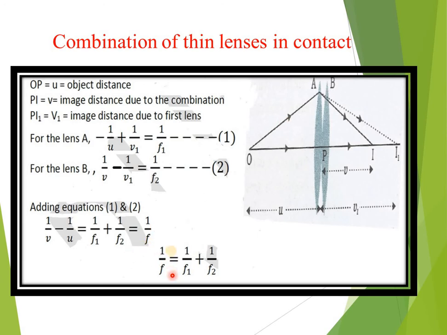So by this we get the relation 1 upon f equal to 1 upon f1 plus 1 upon f2. That means the reciprocal of the focal length is equal to the sum of reciprocals of individual focal lengths. Or in a simple way, I can explain that the power of the combination is the sum of individual powers of lenses.